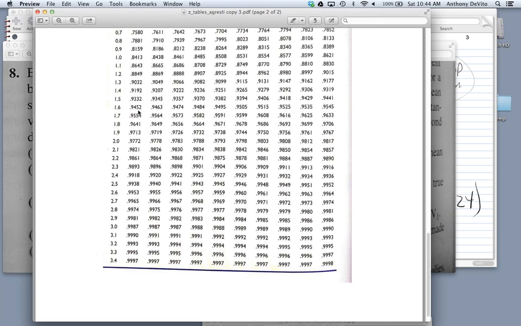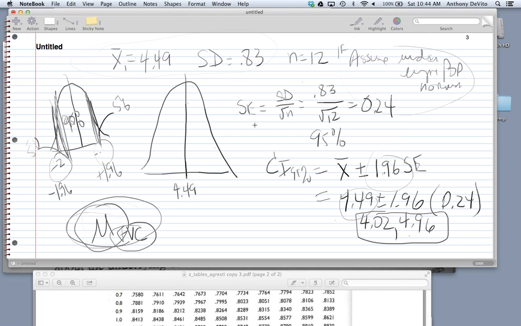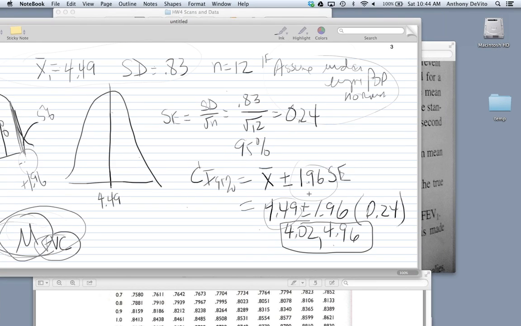Okay, 1.64. I'm going to use this one right here. That's good. It could be either one. I'm going to use that one. It's the first one I came across. So a z-score of 1.64 represents my 90% confidence interval. So instead of using 1.96 to calculate my confidence interval, I'm going to use 1.64. And that's going to give me my 90% confidence interval.